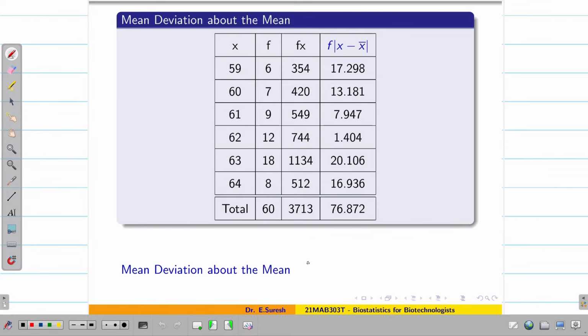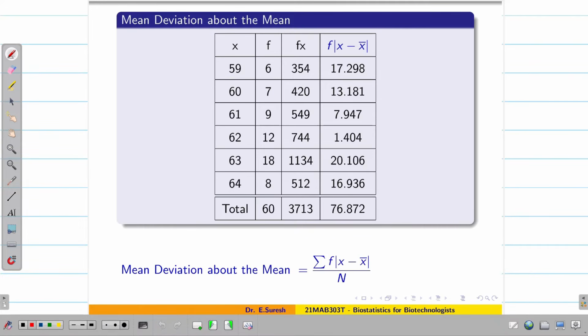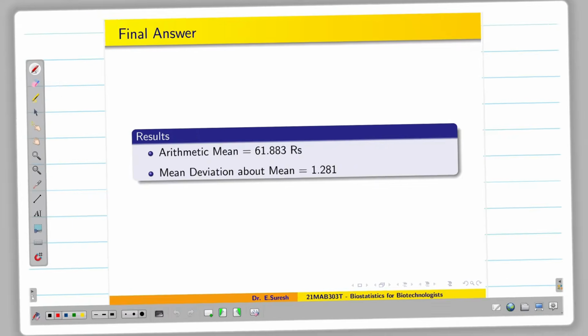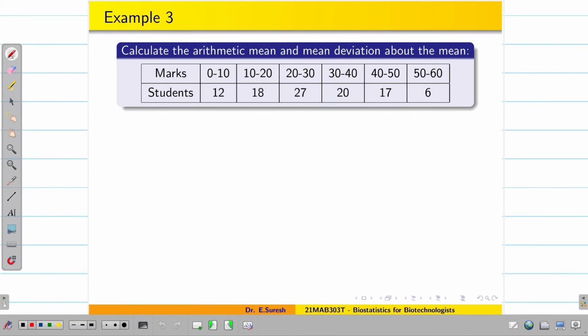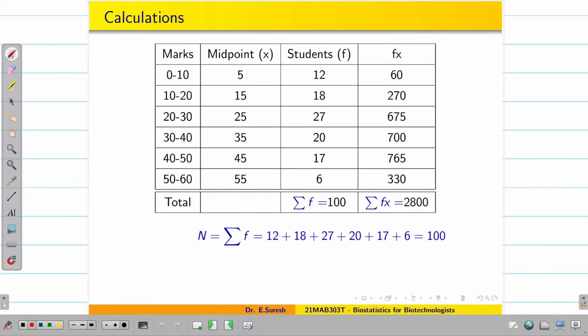Now, mean deviation about the mean is summation f into modulus of x minus mean divided by capital N. My capital N is 60 and this summation is 76.872. You can simplify with your calculator and get the answer. Therefore, the mean deviation about the mean is 1.281. For the case of continuous, the only one thing is we have to find the midpoint extra, to find x, remaining things are same. First we have to find the arithmetic mean, that is going to be 28.